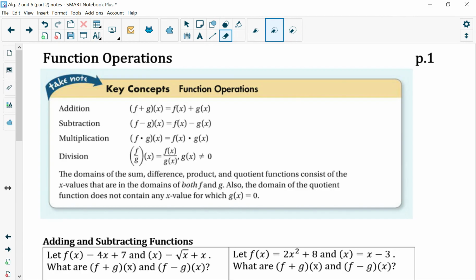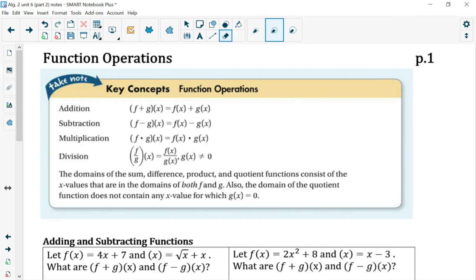For the first part of this second half of Unit 6, we are going to take a look at functions and a little bit more of what we can do with them, starting with function operations. Then we're going to jump into composition of functions, finding inverses of functions, and then lastly, graphing radical functions and their transformations.